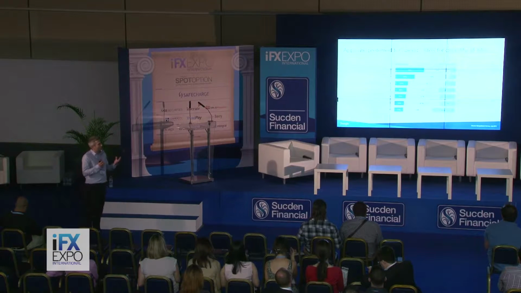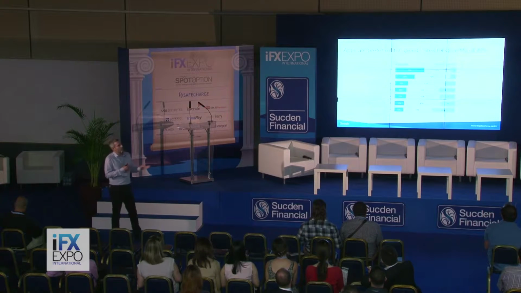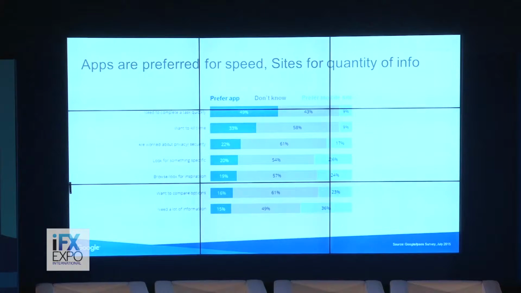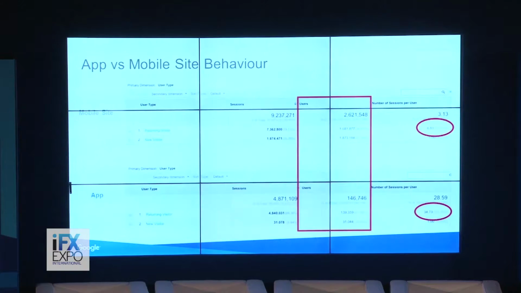So I'm sure you already have the question in your head. When do we use a mobile app, and when would we go on the mobile site? For an app, we usually prefer it when it comes to fast activities. So when we want to complete something, a repetitive task, very quickly. On the other hand, when it comes to mobile sites, we prefer them for quantity of information.